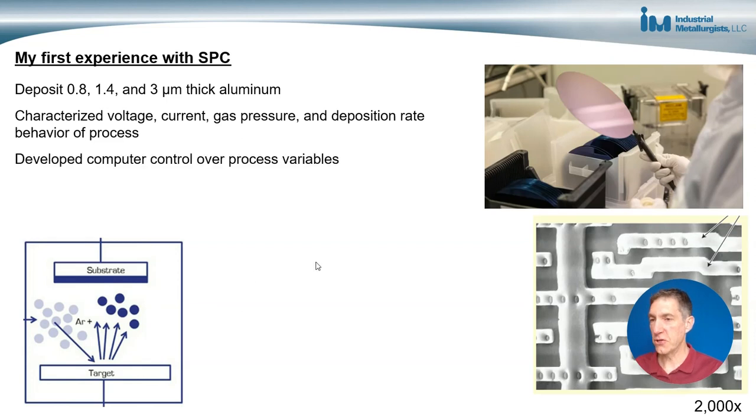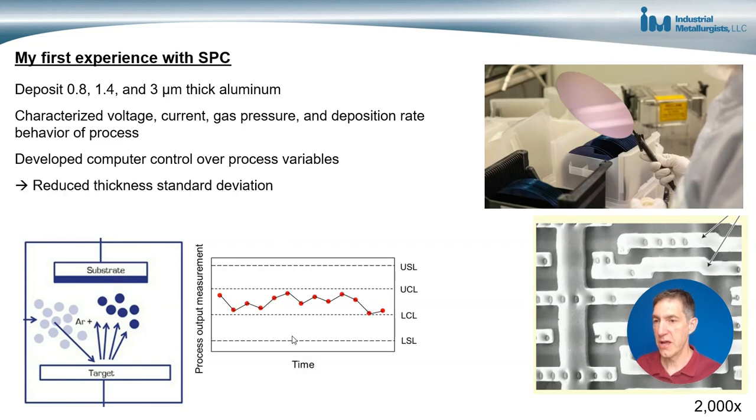And with that information, we were able to develop computer control over the process variables, and that enabled us to run the process without operator interventions or operators making decisions about how to control the process. And the result was that we reduced the variation in the thickness, which resulted in a reduction in the standard deviation, which helped improve our Cp. So we developed a more capable process. So that was my first interaction with SPC.